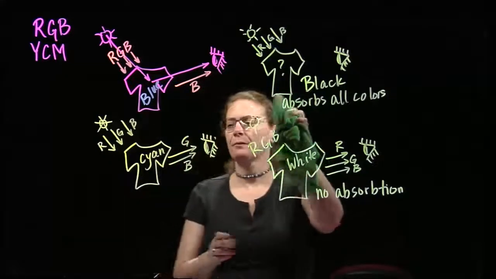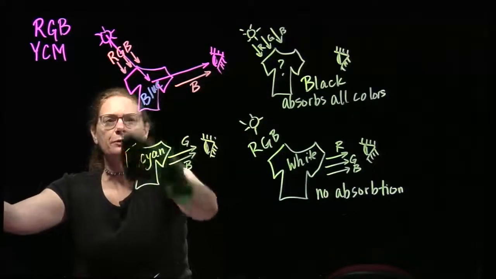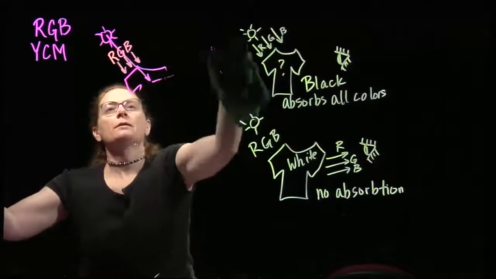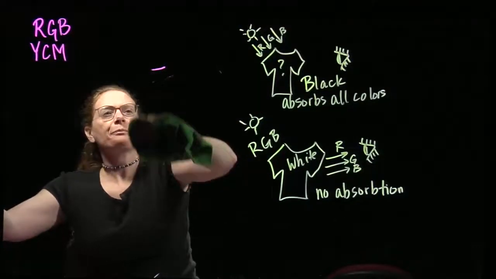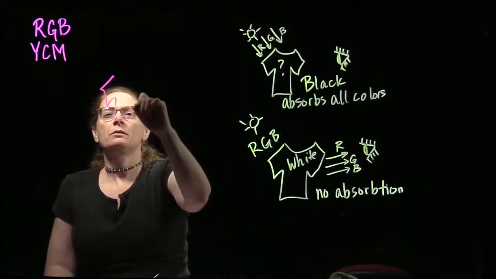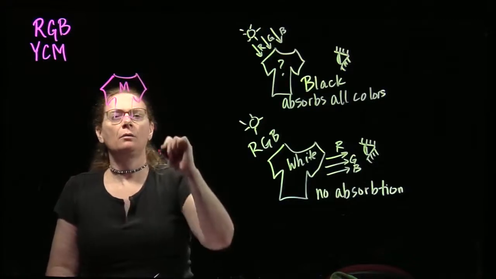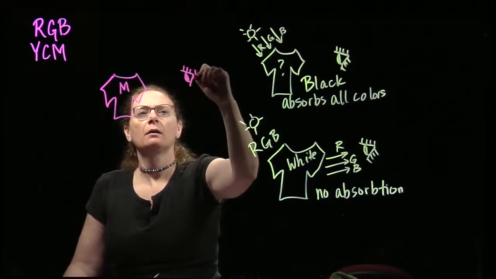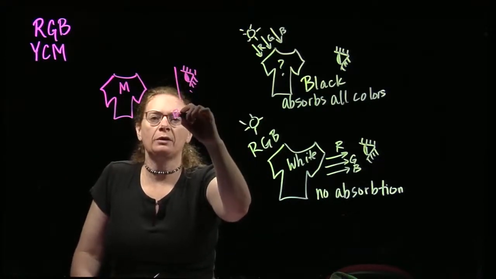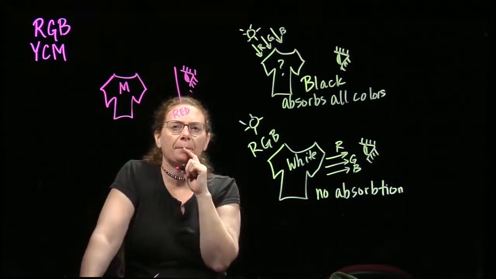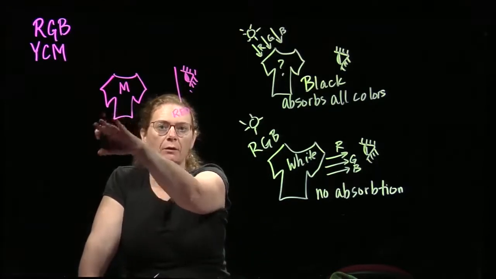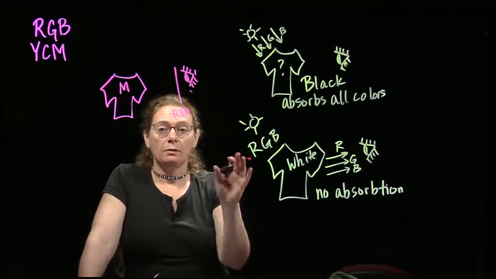Okay, let's start with the first one, I guess. What color do I want to make it? Okay, I'm just going to erase it all. Let's say we have a magenta shirt, and there's my eye. And I'm going to put, I don't know, a red filter, a red piece of plastic in front of my eye. What color am I going to see through the filter? What color will this shirt look like through a red filter?